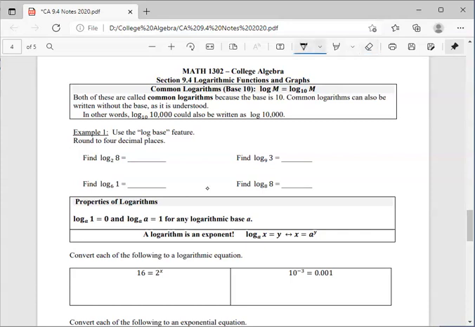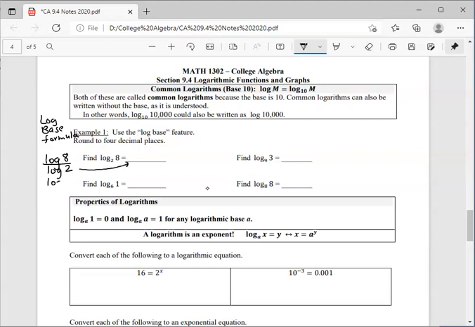So if they ask you to do the log base formula, what they're asking you to do is find the answer using a formula where you write the biggest number on the top, so not the log base 8, the log of 8 over the log of 2, and you divide those, and it would give you the answer for this problem.